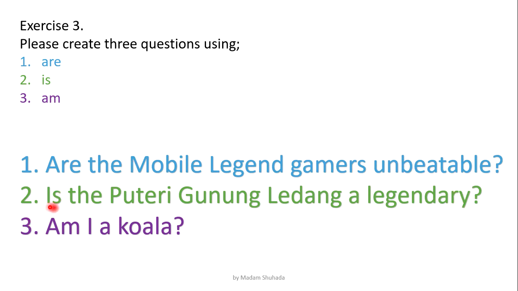Number 3, am I a koala? Am is the be verb, I is the subject, a koala is the agreement, and end with a question mark. So make sure all your questions must have these 3 items: be verb plus subject plus agreement and end with a question mark.